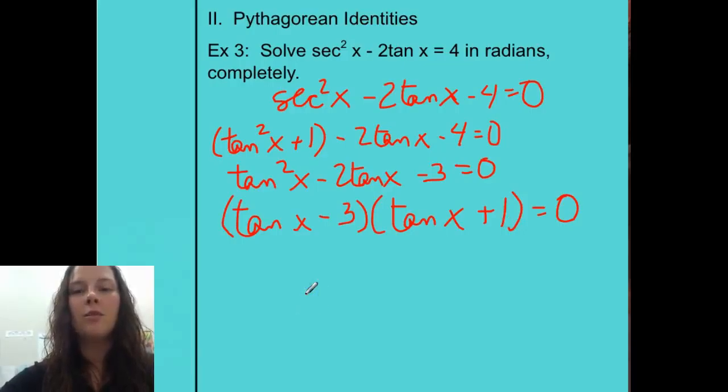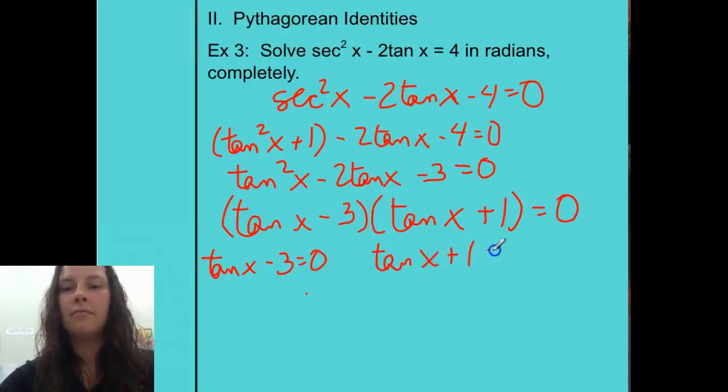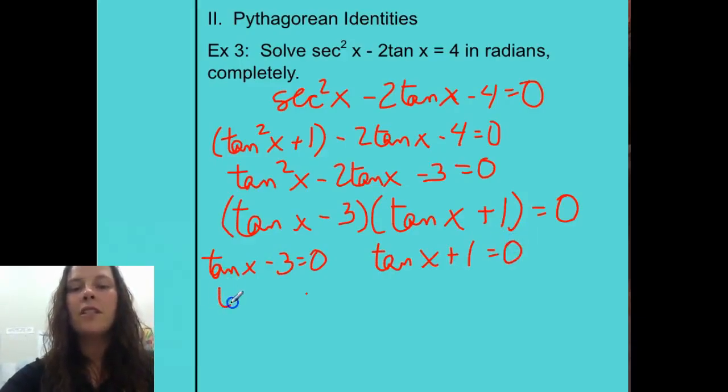So now we can use our zero product property, set each piece equal to 0. Tangent minus 3 equals 0, and tangent plus 1 equals 0. Solving our first equation, we have a value that is not on the unit circle. So we'll use our calculator for that one.